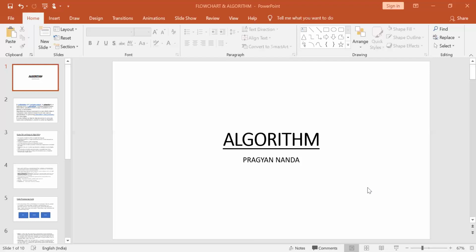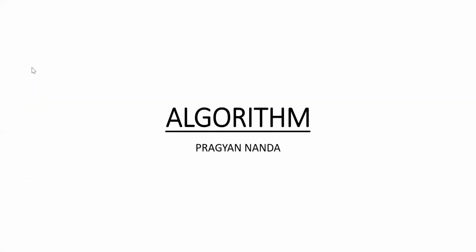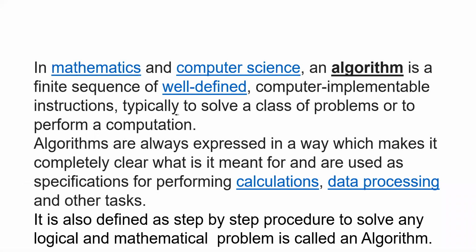Now what other differences are there in the algorithm? The definition we can learn from the other slides. I'm showing you the slide. Next, what is the proper definition it is saying? It is used both in mathematics and also in computer science.